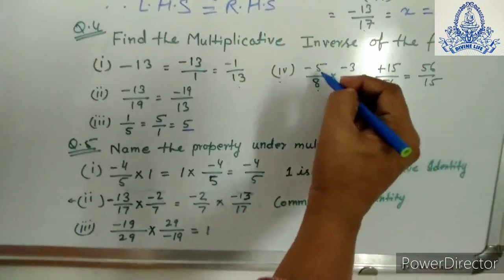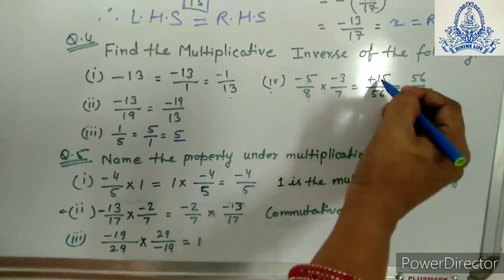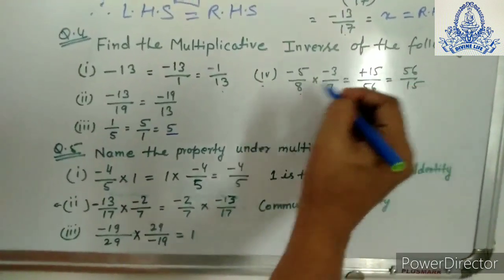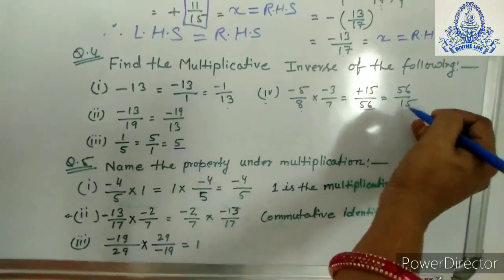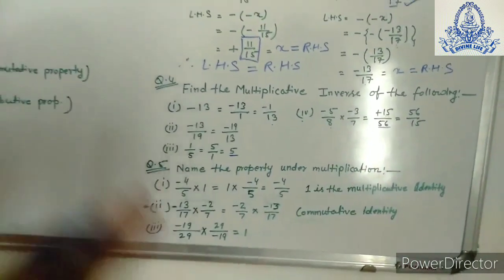In question number 4, minus 5 upon 8 into minus 3 upon 7. First we multiply 5 with 3, we will get positive 15. 8 into 7 is 56, and its reciprocal is 56 upon 15.